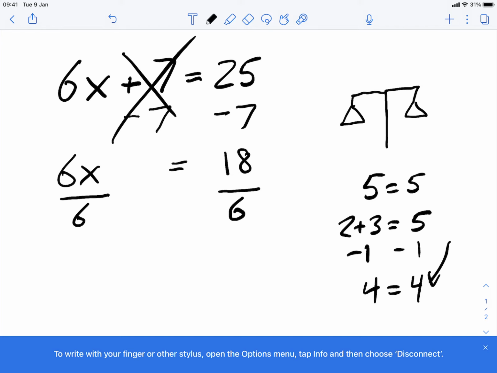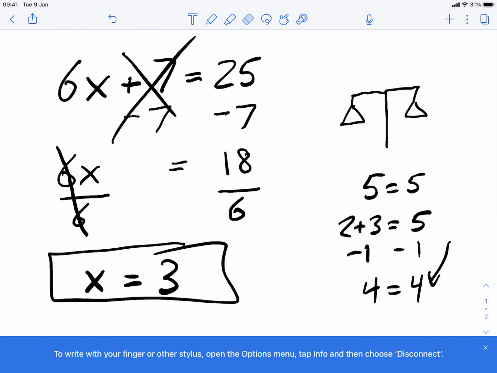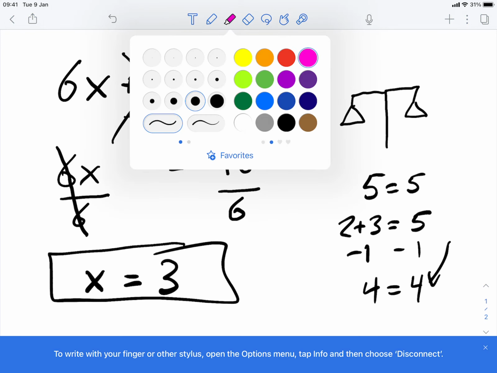6 divided by 6 is 1. Those cancel each other, they go away. We're left with x on the left. 18 divided by 6 is 3. And we're left with this equation, x equals 3. And what do you know? That's our answer. X equals 3, right? That's our final answer. And that's what we're looking to get: x equals a number, and we got it.